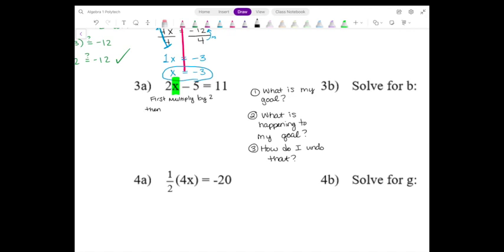Then subtract 5. And I get 11. Now, I wrote it out this way for a specific reason. Because if I want to undo it, I have to go backwards. So I want to undo the last thing that they did before I undo the first thing.